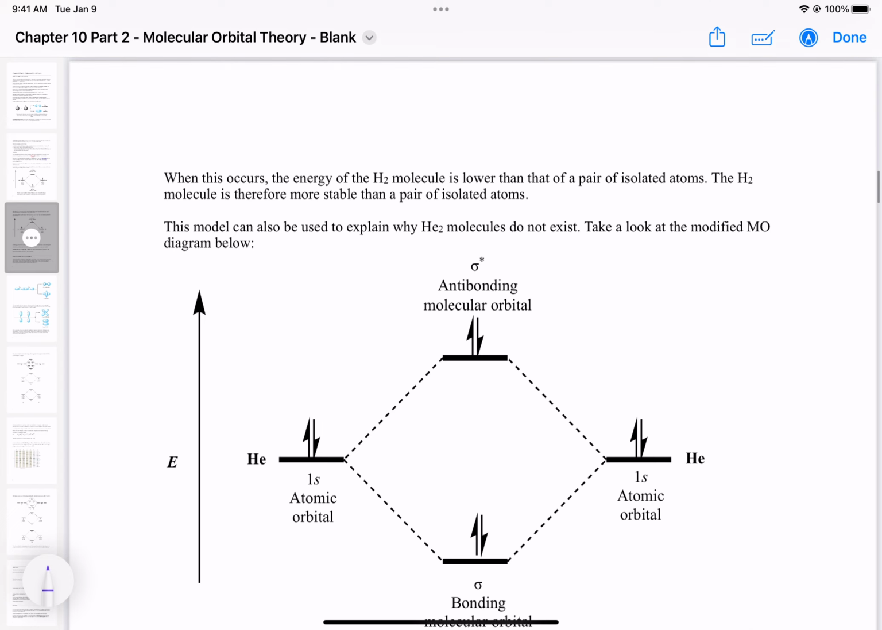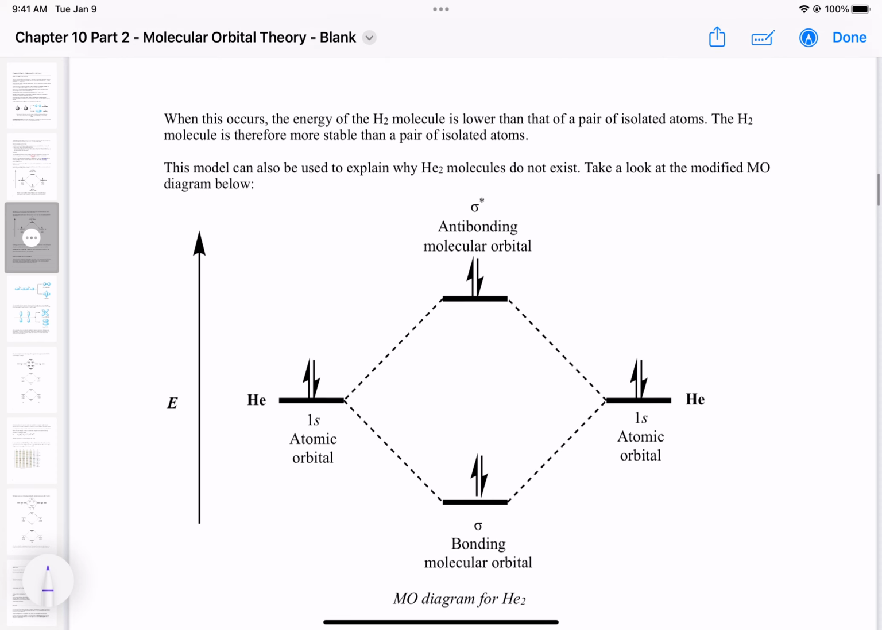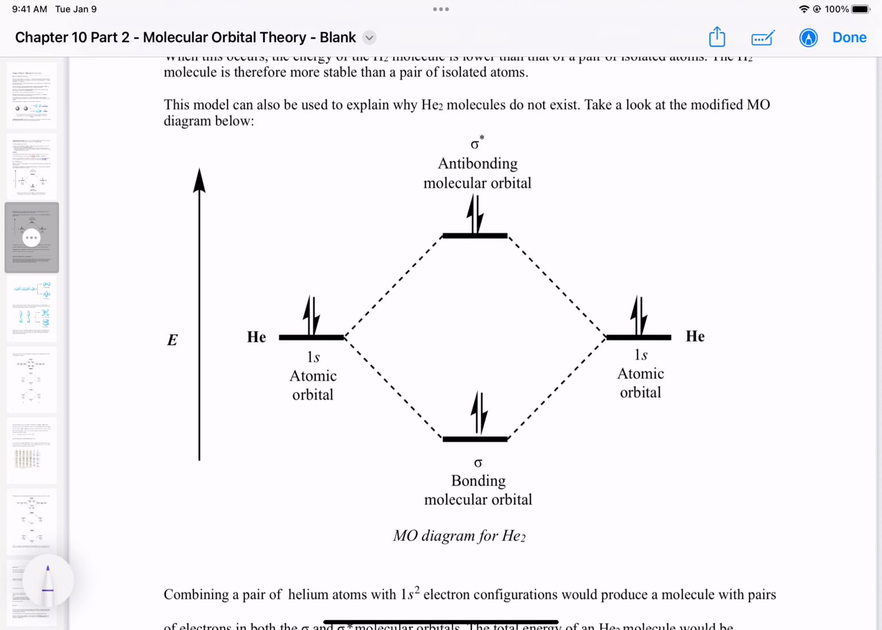So here's this sentence that summarizes the outcome of that first diagram. The H2 molecule is more stable than having two hydrogen atoms isolated from each other. So that's why H2 exists as the H2 molecule. All right, so this model can also predict why He2 is not a molecule, and we just call it helium atoms. So helium exists as just a noble gas, represented by just one atom of helium.